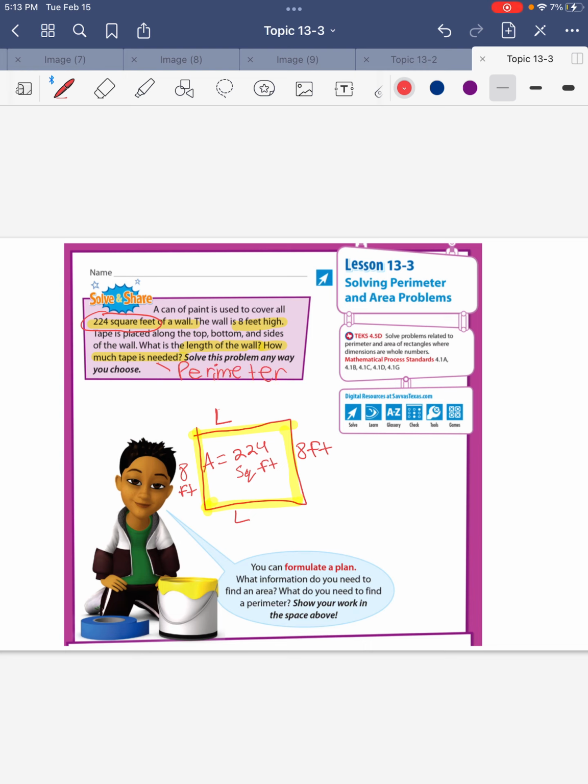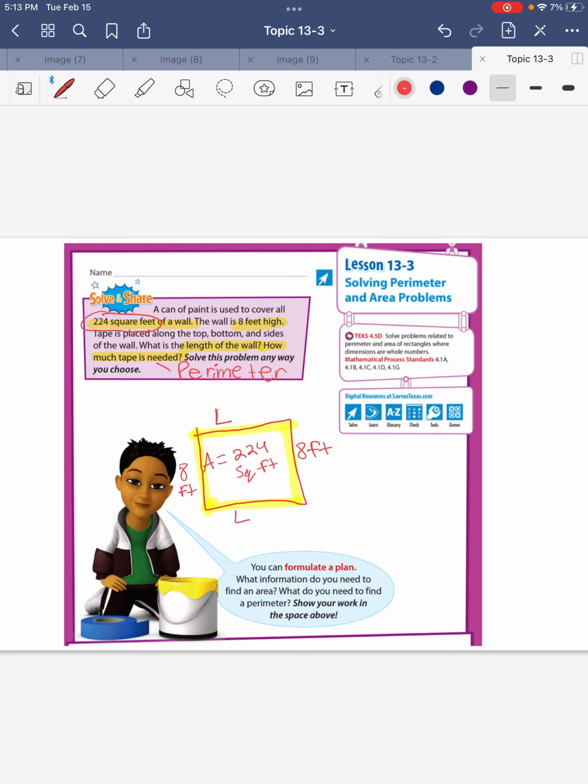Okay, so let's talk about what we know. We know that I have my area, 224 square feet. I know that I have the size, which is 8 feet, but I do not know my length, okay? So to do this, I need to find my length, okay? I cannot solve perimeter unless I know my length, okay?